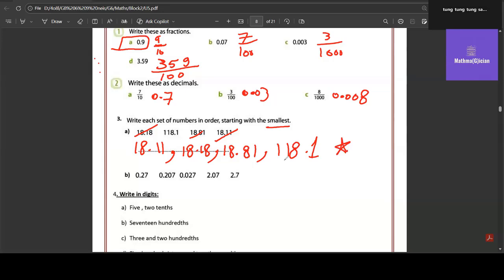Perfect. Nicely done. Okay. B. Which one is the smallest? What do you think?